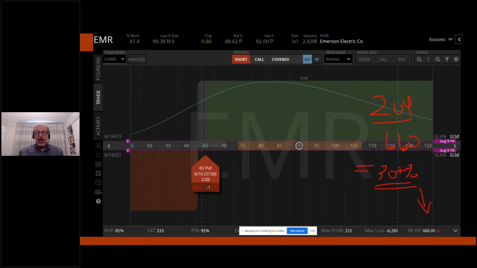The only risk I have is if EMR drops below $65 a share, which is right at the, I'm just going to call it the 5 delta, give or take. Unlikely that it will occur. It's 85% chance that it will not occur, right? But I have to take possession of those shares.